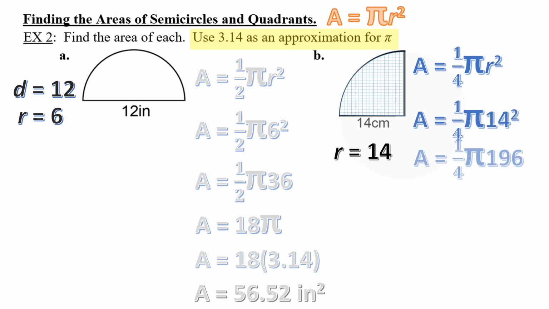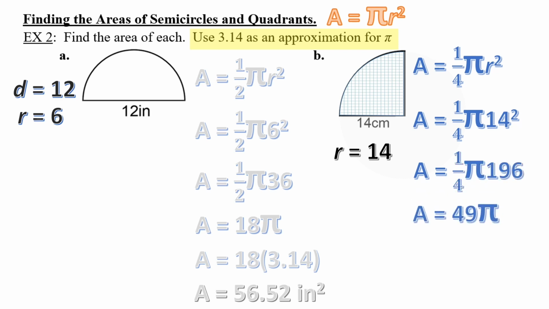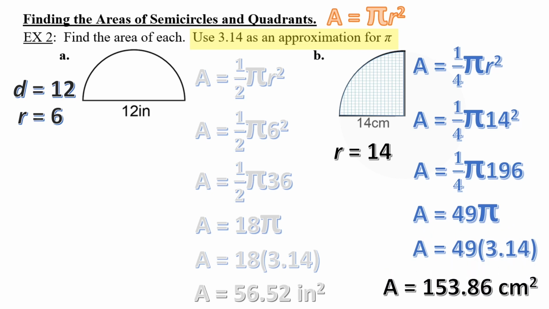Do 14 squared is 196. And then I can do a quarter of 196, which is 49. 1/4 of 196 is 49, so 49 times my pi approximation, 3.14, will give me my area for this circle here.